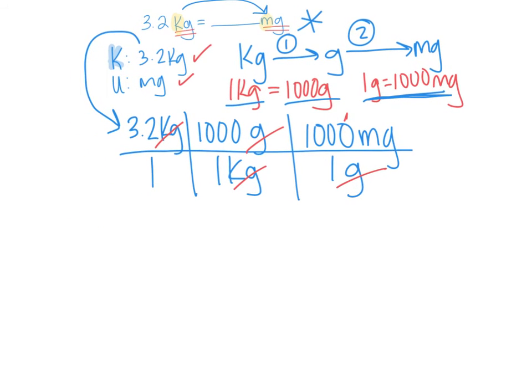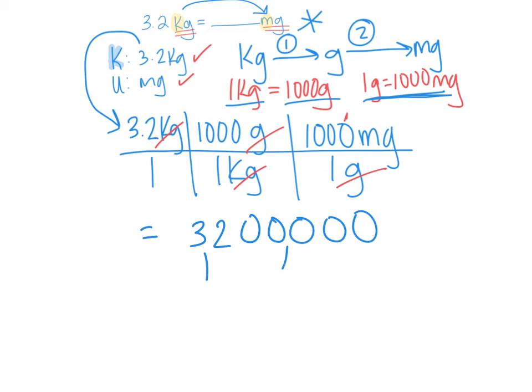Okay. All right, so we're going to multiply everything in the top. So 3.2 times 1,000 times 1,000. Type that into your calculator. And I got 3,200,000. So 3, 2, and then 1, 2, 3, 4, 5, so 5 zeros.